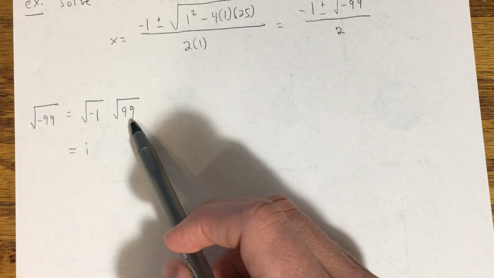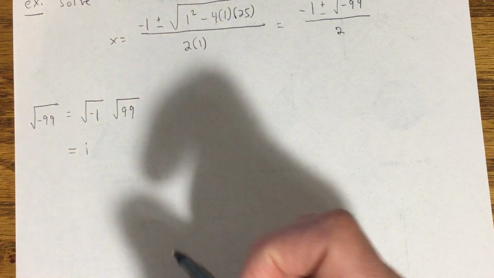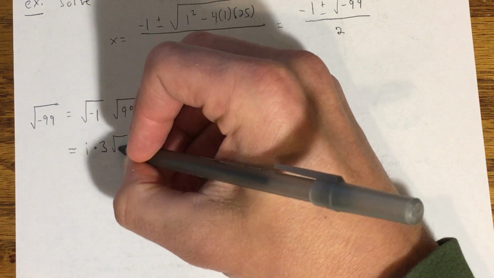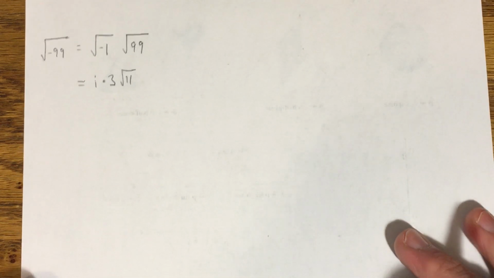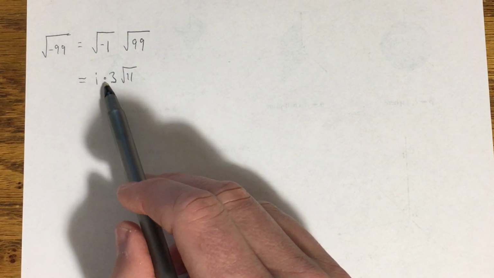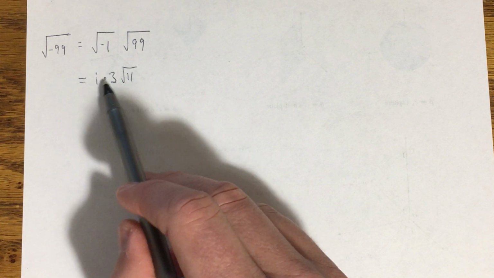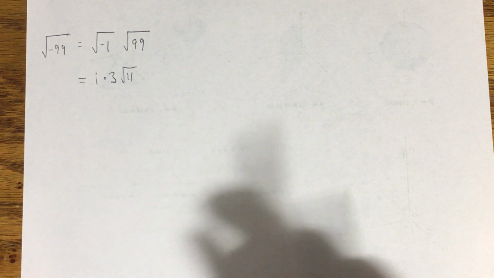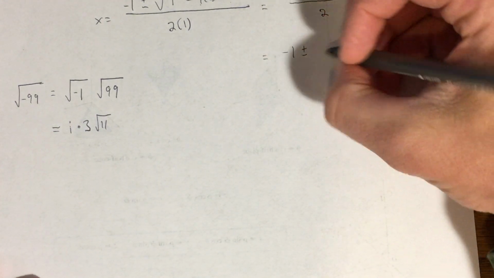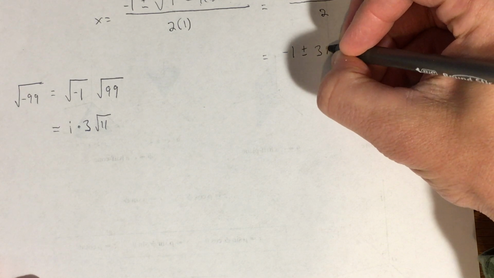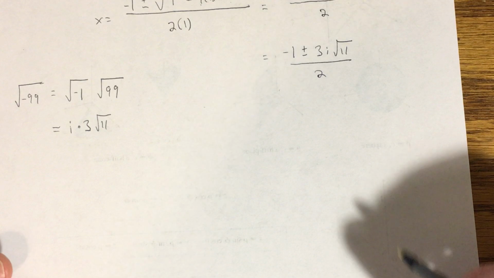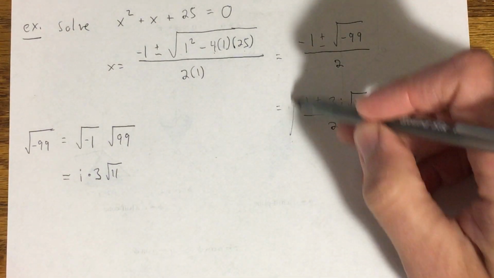And the 99, I could just leave it that way, or I could simplify it. It becomes times 3 root 11. We've simplified radicals before. That's what that one would simplify to. So this could be written as i times 3 root 11, although oftentimes we sneak the i in there so that it's right next to the radical. So I'm going to write that slightly differently over here. This is equal to negative 1 plus or minus 3i root 11 over 2. That would be the set of solutions to this.